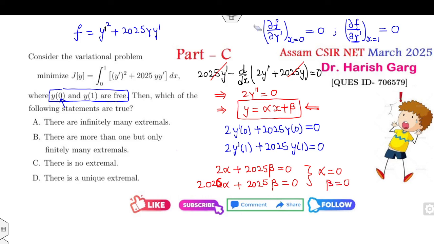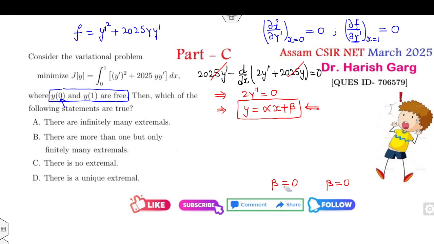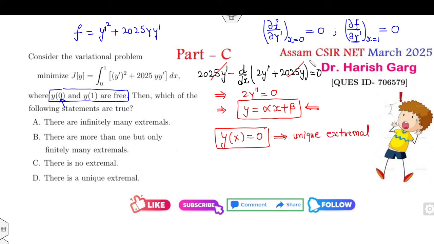Once you get alpha and beta 0, what will be your solutions? Your solution will be y of x is 0. Fine. So clearly this is my unique extremal, because 0 is the only extremal, but you can see y of x is 0. It has multiple, or you can say infinitely many solutions.